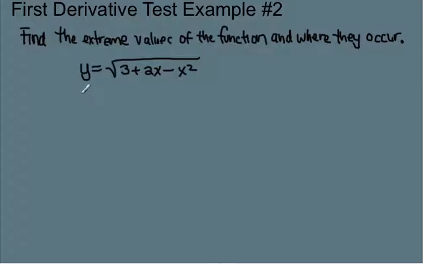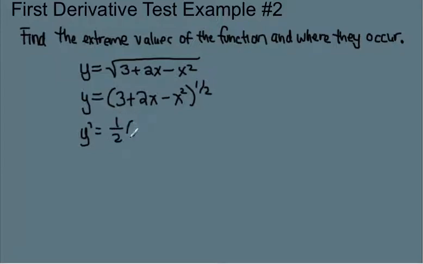Before I take the derivative though, I'm going to just raise this to an exponent. So y equals 3 plus 2x minus x squared, all to the 1/2. Okay, now I'm ready to take the derivative. That's going to give me 1/2 times 3 plus 2x minus x squared all to the negative 1/2, times the derivative of this, which gives me 2 minus 2x.